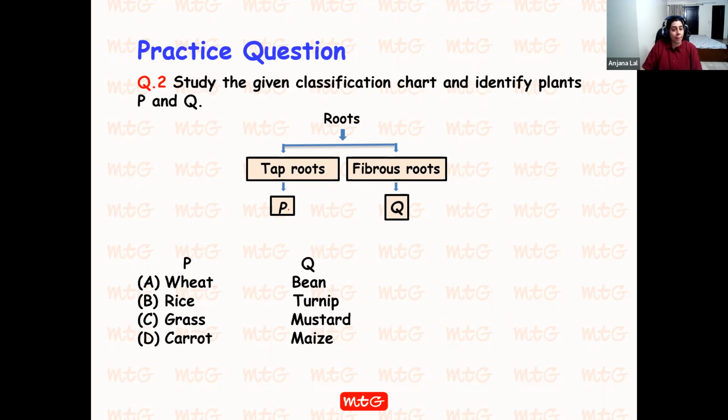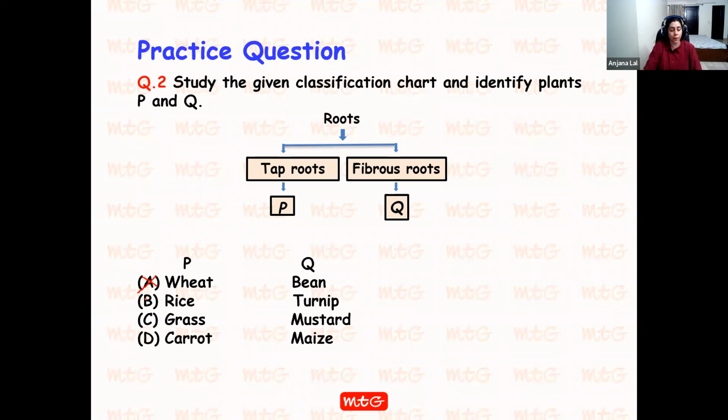Is P here a taproot? Do you think wheat is taproot or is it fibrous root? I think it's a taproot. Wheat is a taproot? Okay, I don't think that's correct, beta. Think again. Root. It's a fibrous root. Okay. Does wheat match with P? Is wheat the correct option for P? No, ma'am, it's not. Rice. Let's talk about rice. Is rice a taproot or fibrous root, beta? It is a taproot. It's again a fibrous root, beta.